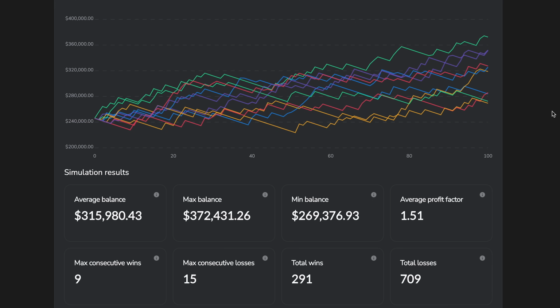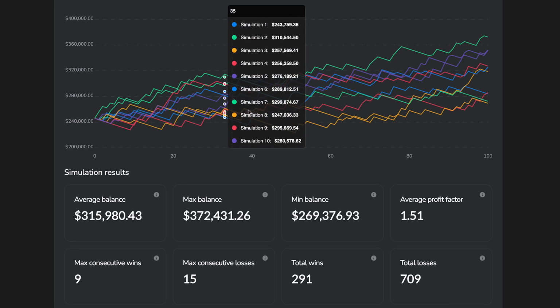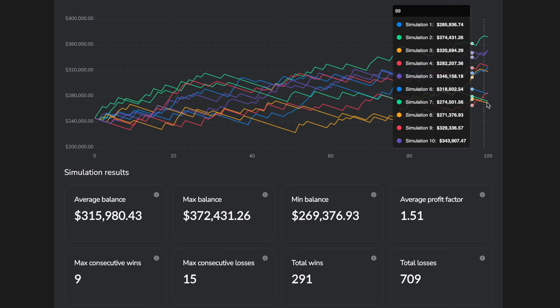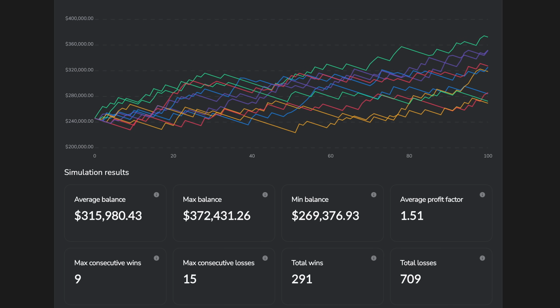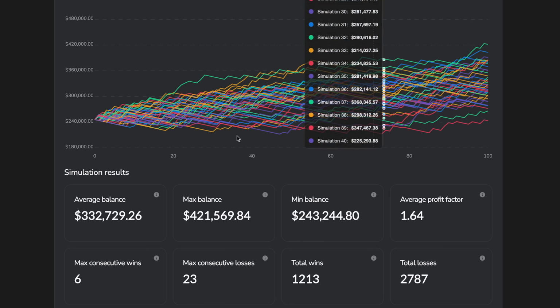Now, this isn't quite so good, right? We can see the worst case outcome. Generally, over 100 trades is going to be positive, but there is possibility. Let's actually jump this up to 40 simulations. We may start to see some going negative.